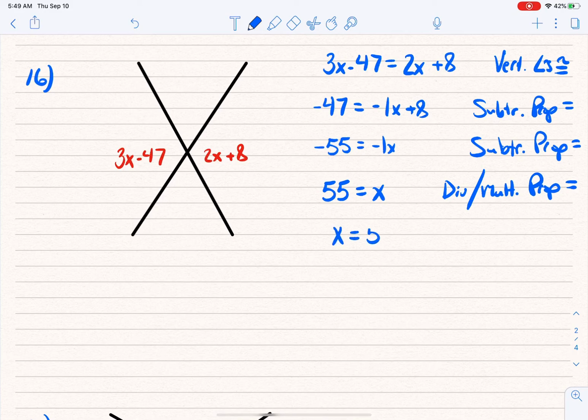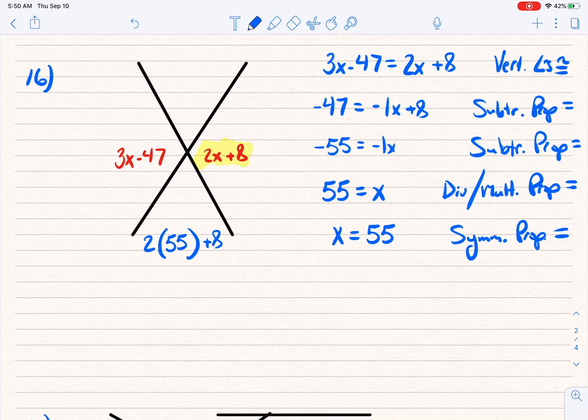And lastly, we can say, well, x is equal to 55. Why? Well, that's the symmetric property of equality. And then we got to take that 55 and plug it back in. So I'm going to plug it into this statement right here. It's just a little bit easier. And say, well, that would mean that 2 times 55 plus 8. So 2 times 55 is 110, plus 8, which would give me 118. That must be the measure of those two angles.